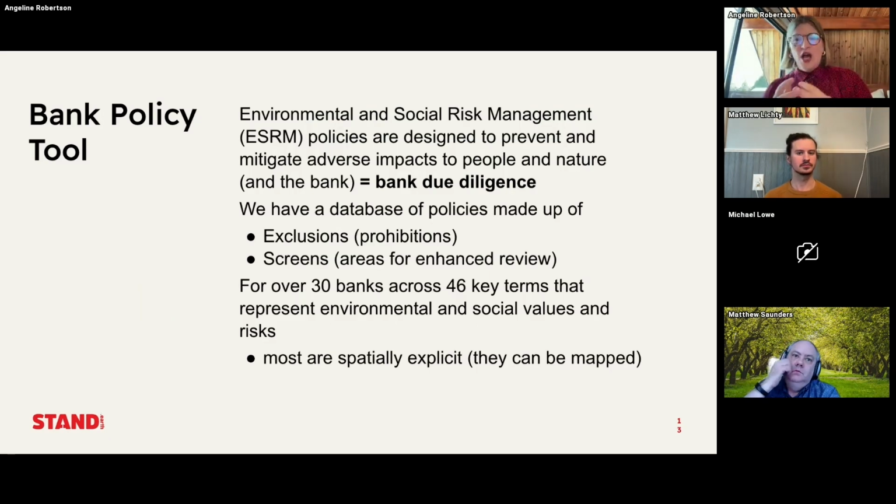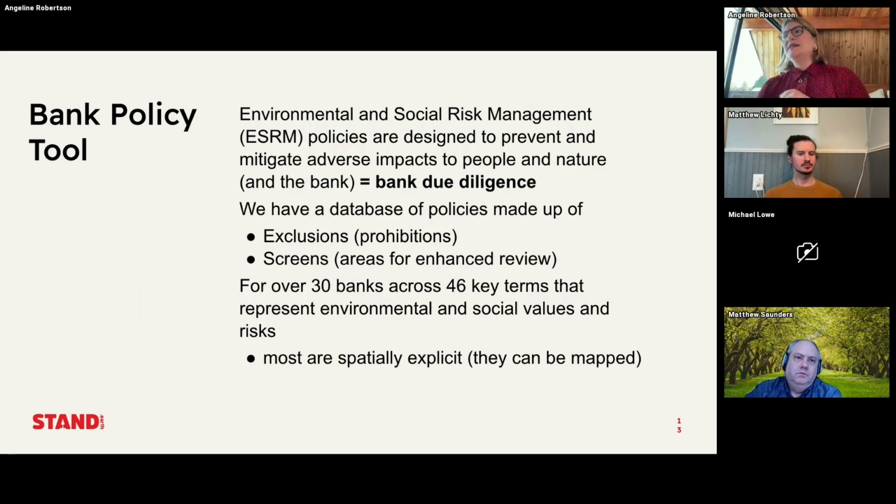And I'll give you a little context for that so that when we're going through the tool, you can follow along. Banks create environmental and social risk management policies, and these are designed to prevent and mitigate adverse impacts to people and nature. They're also designed to mitigate adverse impacts to the bank, to their long-term business value, to their reputation. Sometimes the latter is more important to the bank than the former. But no matter what the quality of these policies are, this is really the source of bank due diligence when it comes to people and nature.